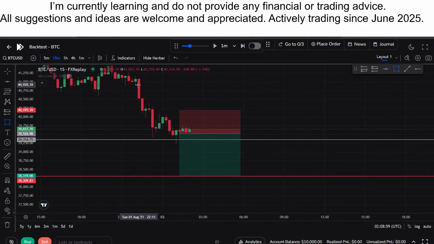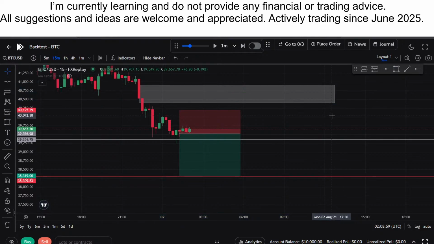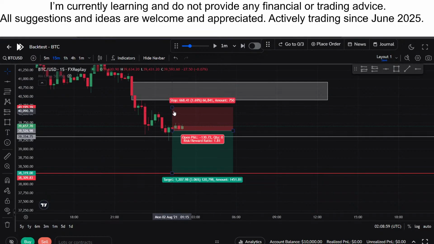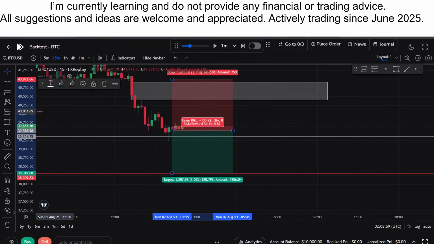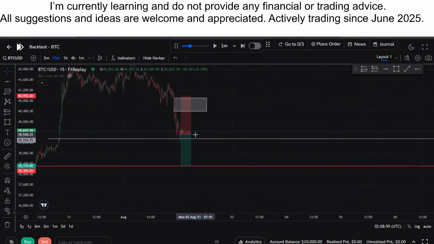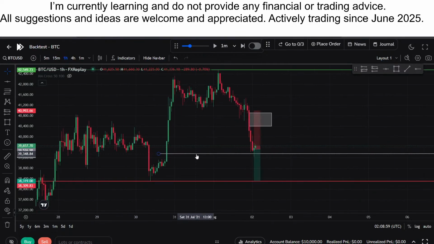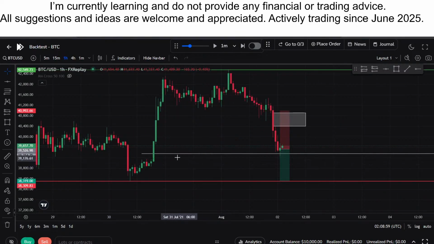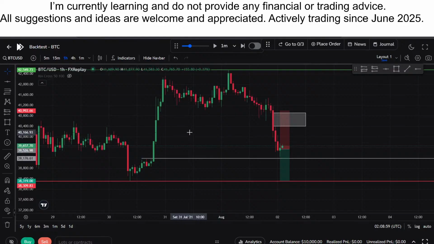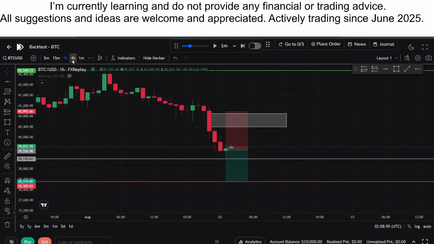I think I should be waiting for this price to reach this fair value gap. Should I increase? Let's see the 1 hour chart. See the fair value gap here. You can see the gap here, fair value gap. So I will close this trade.